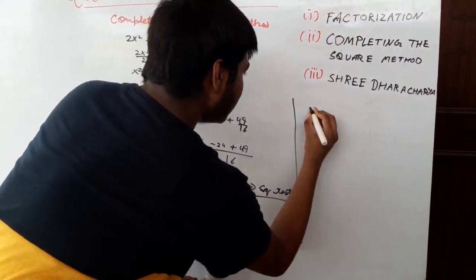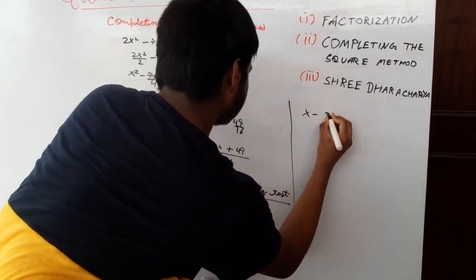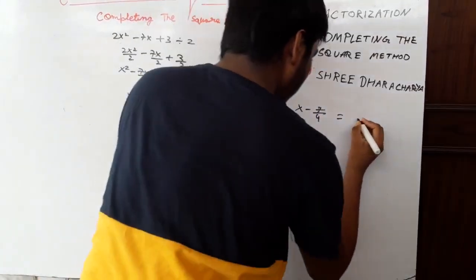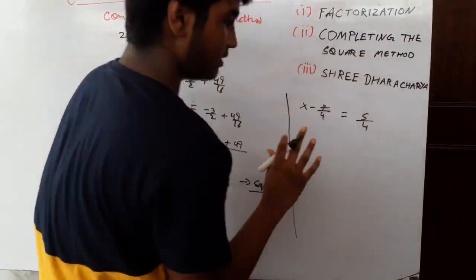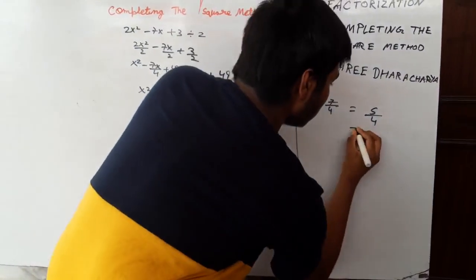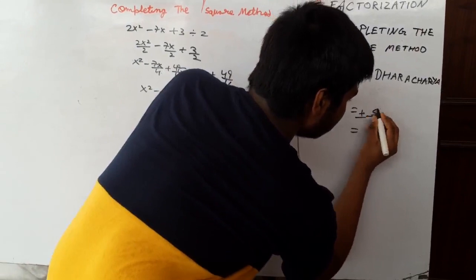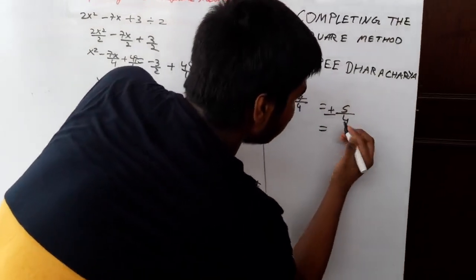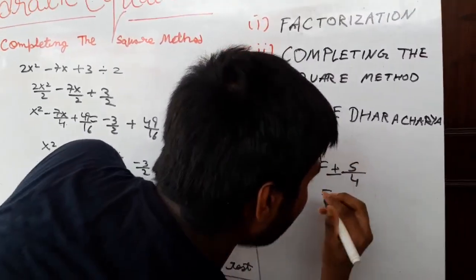On square rooting we get x minus 7 by 4 is equal to plus minus 5 by 4. So moving minus 7 by 4 to the RHS of the equal sign, we'll get two values of x.